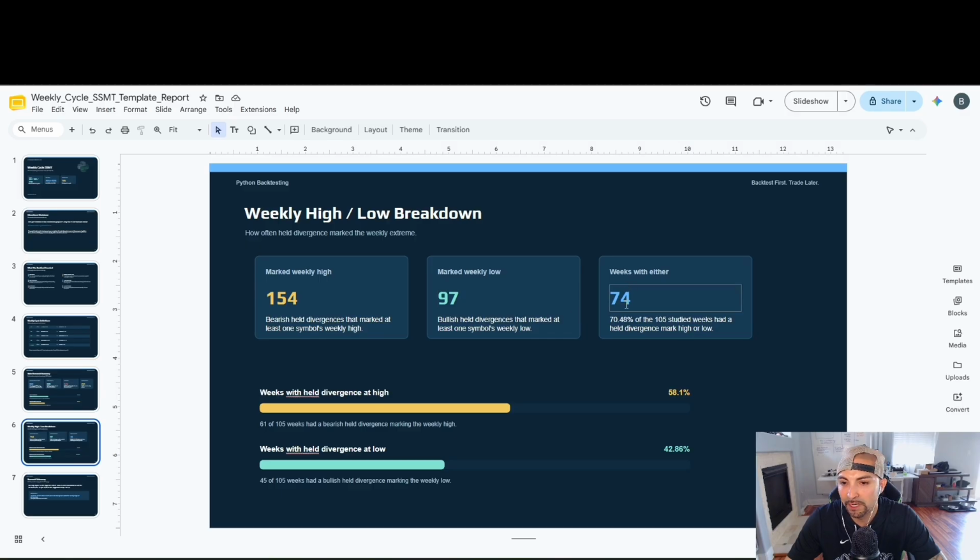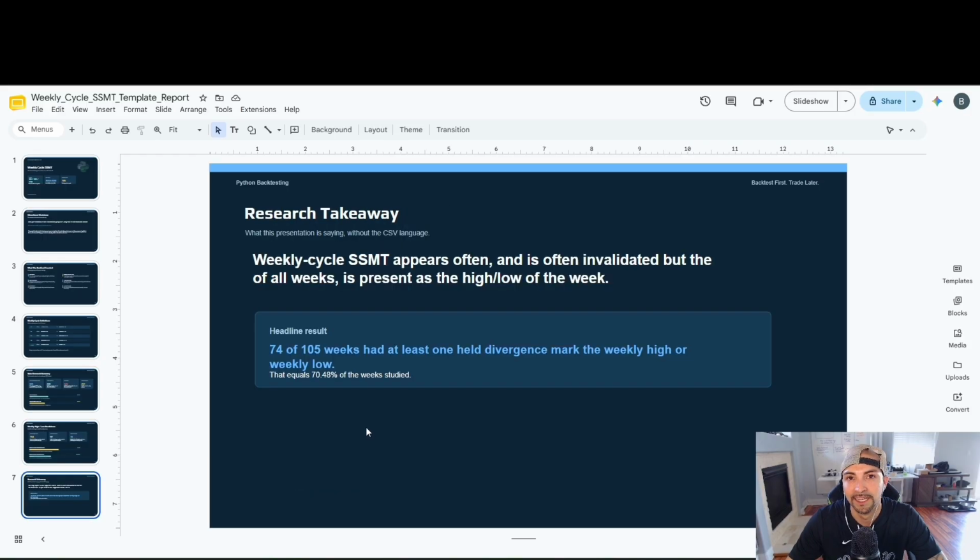And we had 74, or just over 70% of all 105 weeks studied, where a held divergence marked either the high or the low. Over 70% chance a weekly cycle sequential SMT marked the high or low of the week. Okay, it's pretty good. It's crazy. That's it. There's no trade execution, so this one was pretty quick, but pretty informative. That weekly cycle sequential SMT looks like it is pretty significant, and it does mark the high or low of the week about 70% of the time.